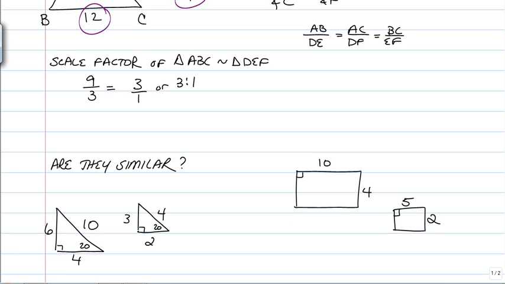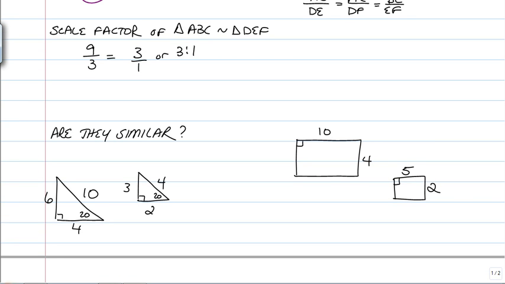So let's go look at the next couple examples. Are these guys similar? So the first thing you want to look at is the angles. We have a 90 and a 20, which means no matter what, these guys are going to both be 70. So we have the angles, so that checks out. Now we need to look at ratios. 6/3 is going to be 2:1. 10/4 is not. That's 5:2. So these are not similar because the ratios are not the same.